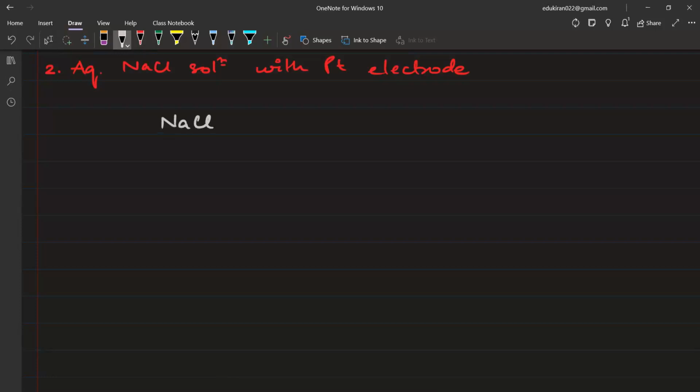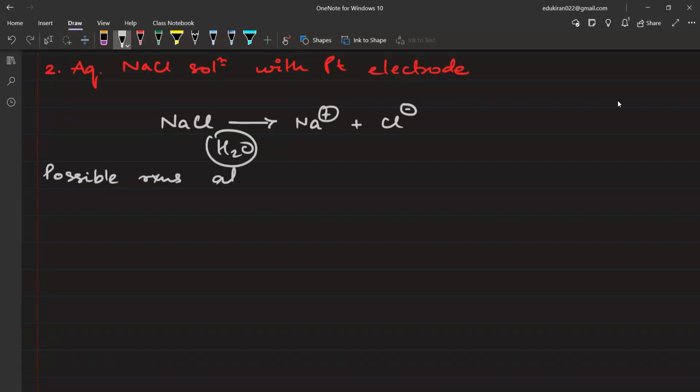So NaCl will get converted to Na plus and Cl negative. Okay, Na plus and Cl negative. Now, after that, what else do we have? Water. Another species that we have is water. Now there are two possibilities at cathode. Please write possible reaction at cathode.